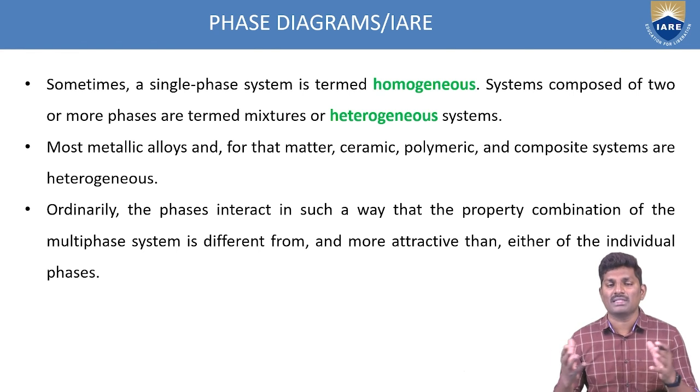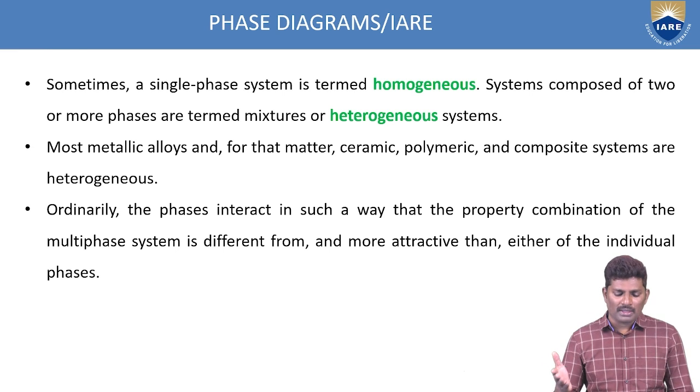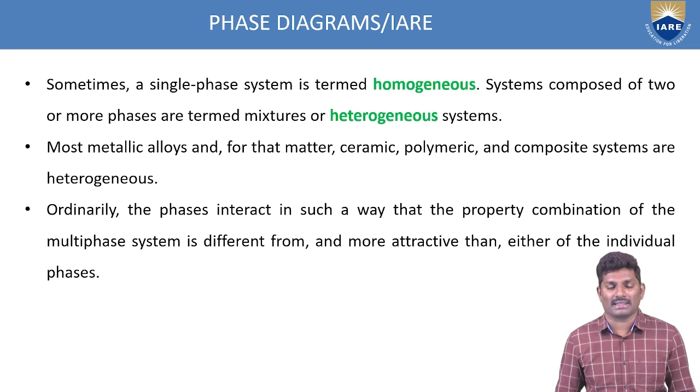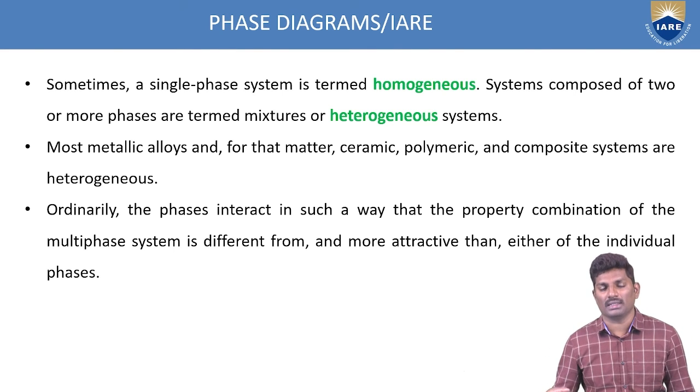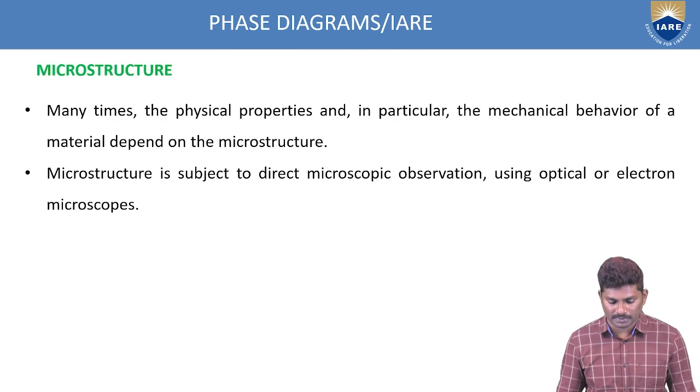Since you have some additional metals or alloys in the metal, that type of thing has multiple phases, more than one phase. That's why it is called a heterogeneous system. Mainly the phases interact in such a way that the properties combine in multiple phase systems. So depending upon the phase systems, the characteristics of the metal will alter. Mainly it depends upon how many phases there are. Depending upon those phases, the properties vary from each other.